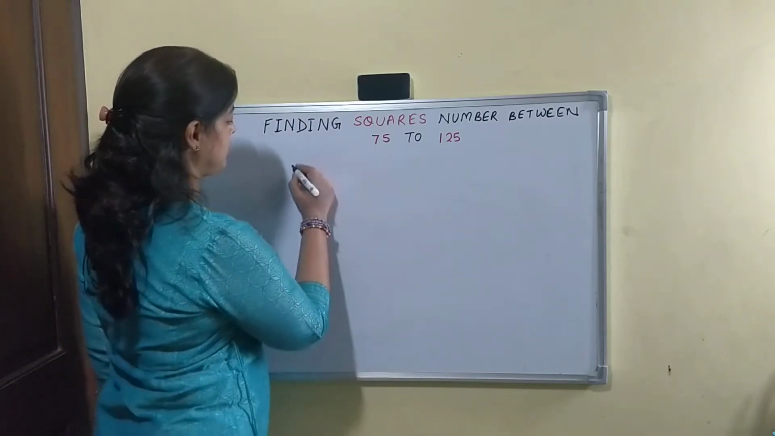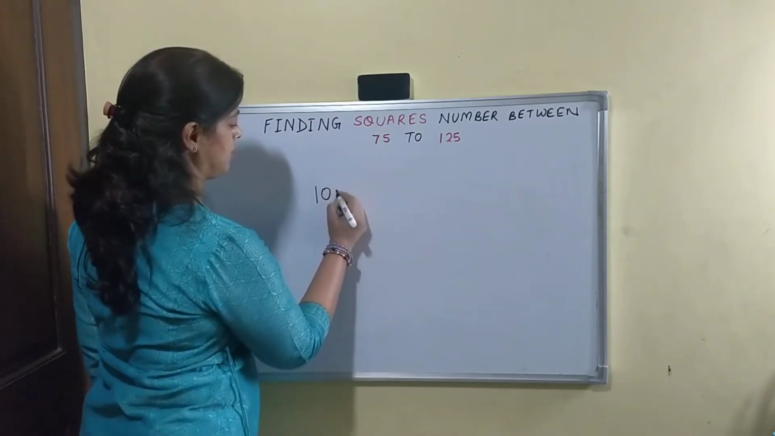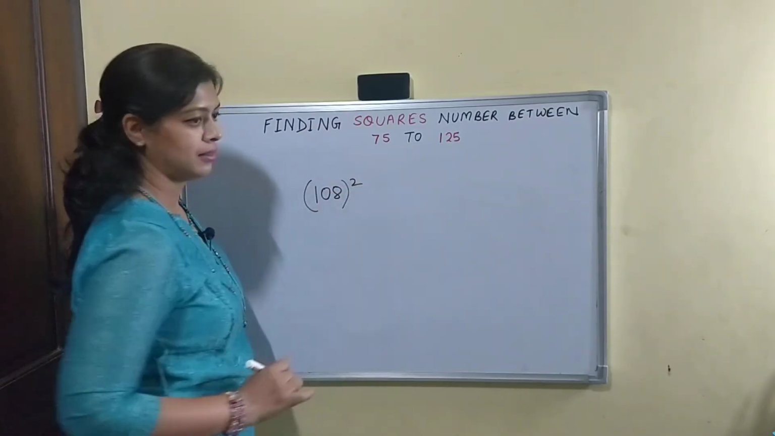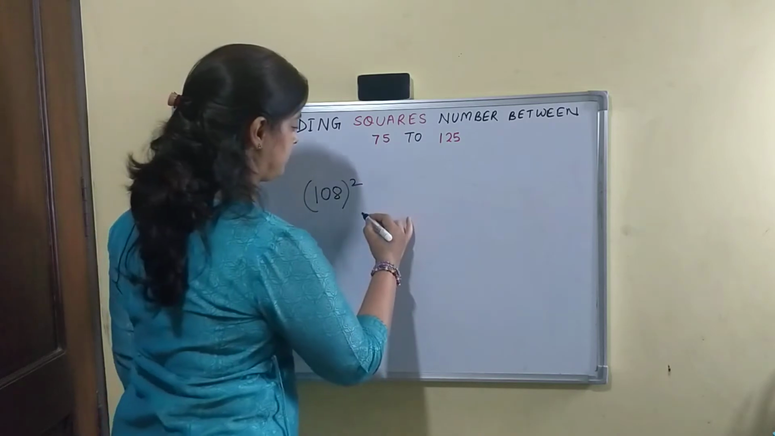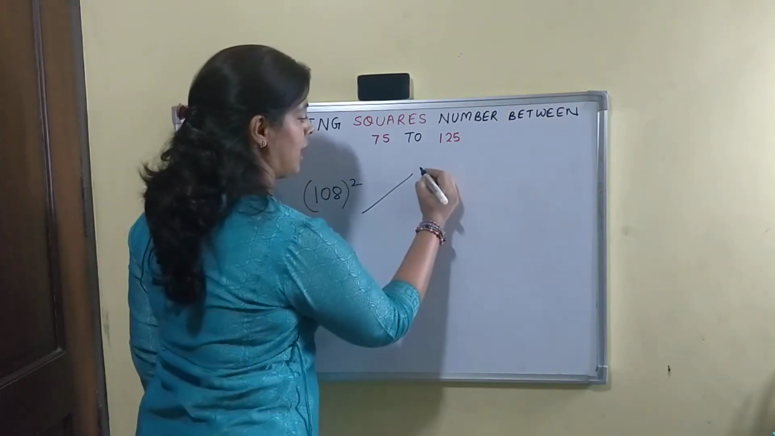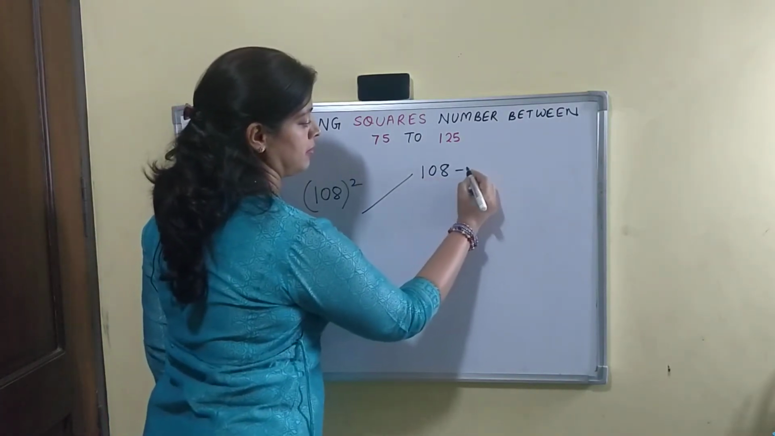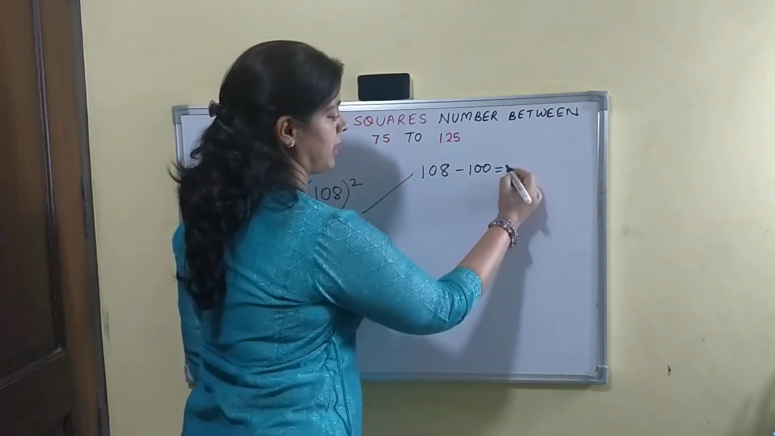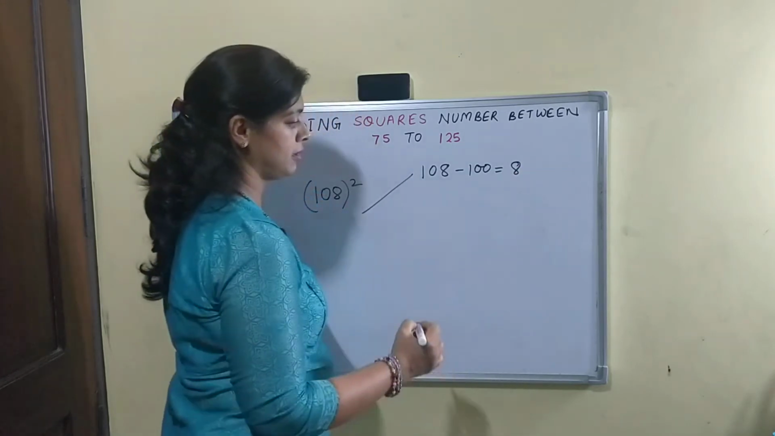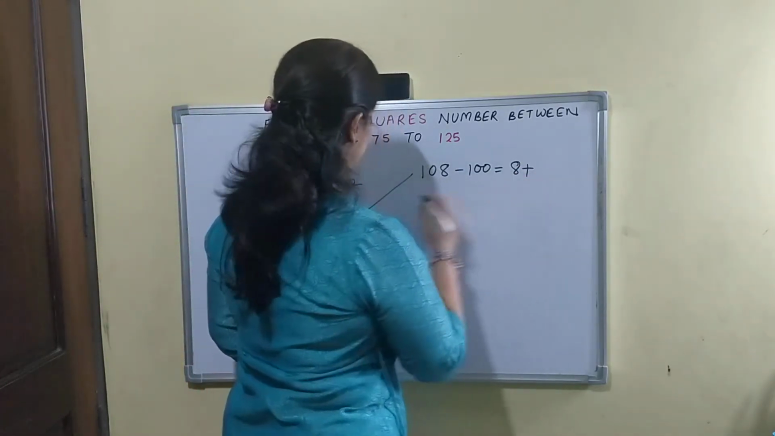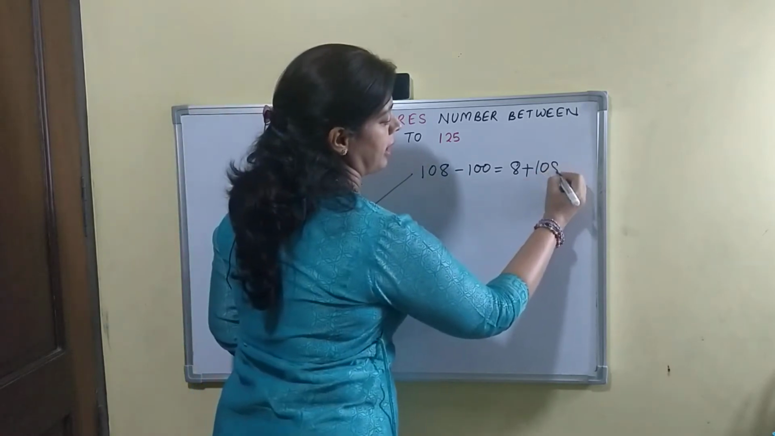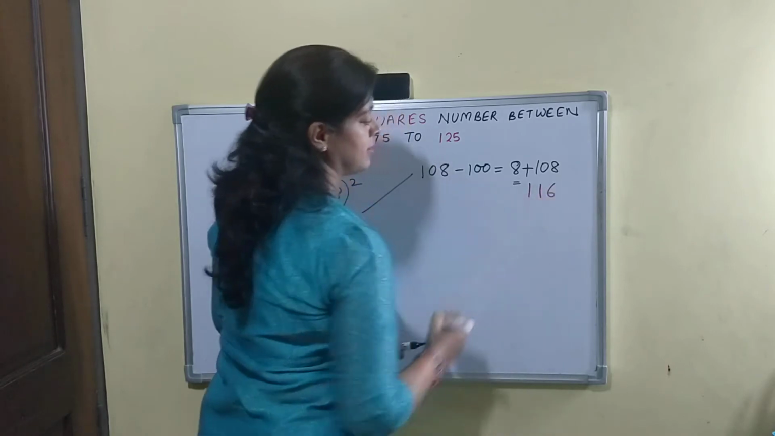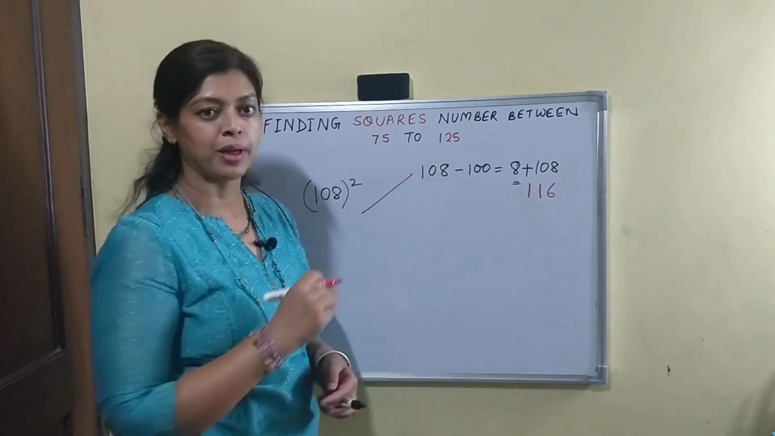The first number I take is 108. Now to find the square of 108, again there are two simple steps. First, I subtract 100 from this number. 108 minus 100 gives me 8 as my answer. This 8 I add to the number. So 8 plus 108, which gives me 116. This forms the first three digits of my answer.